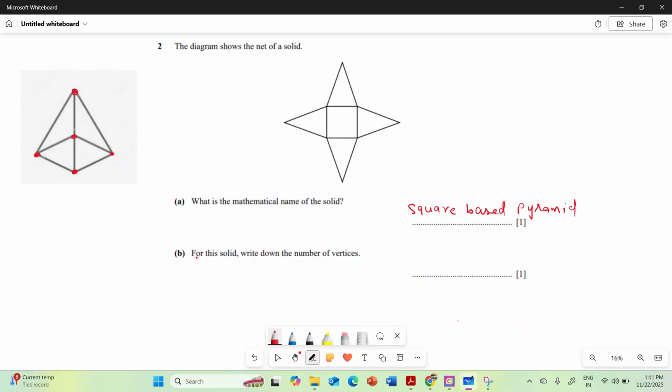For this solid, write down the number of vertices. So this is vertex A, B, C, D and E. These are my vertices. So we have 5 vertices here. So the answer is 5.